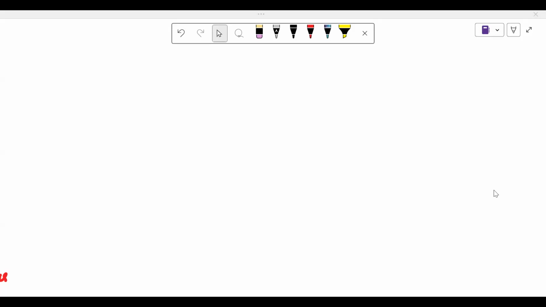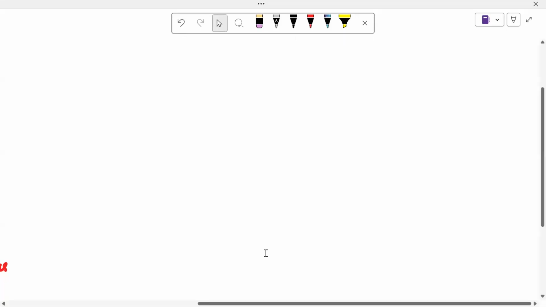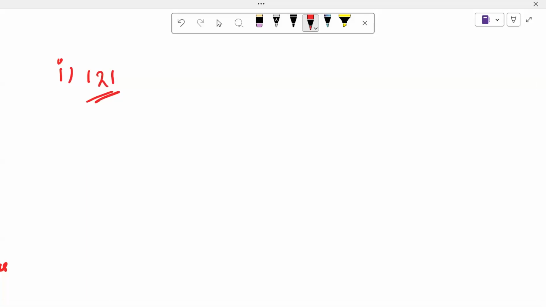The question says, find whether each of the following number is a perfect square or not. So do you know how to solve this question? Aswan and Amar, both of you. How are you supposed to solve this question? The first one is 121. How will you tell me that this is a perfect square or not? Now 121 is a perfect square because it ends with 1.